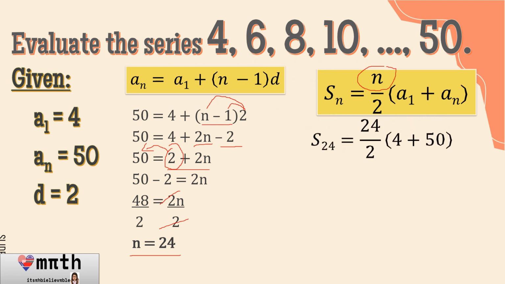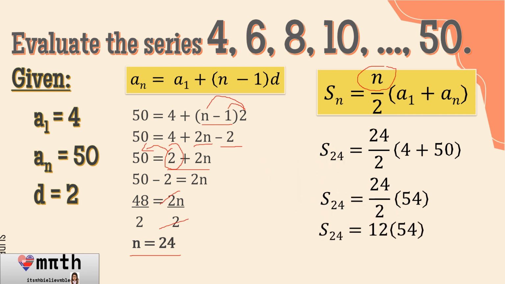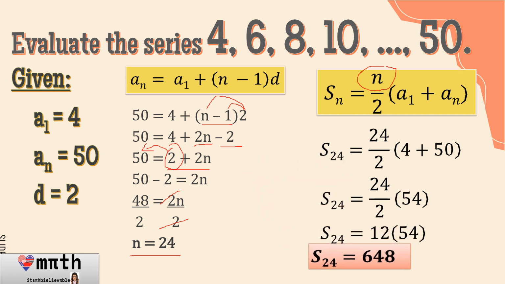Okay? So, that would be S sub 24 equal to 24 over 2 times a sub 1, which is 4, plus a sub n, or the last term, which is 50. 4 plus 50, that is 54. Then, simplify 24 divided by 2, that is 12. And 12 times 54, that is 648. So, the sum of this sequence up to 50 is 648.